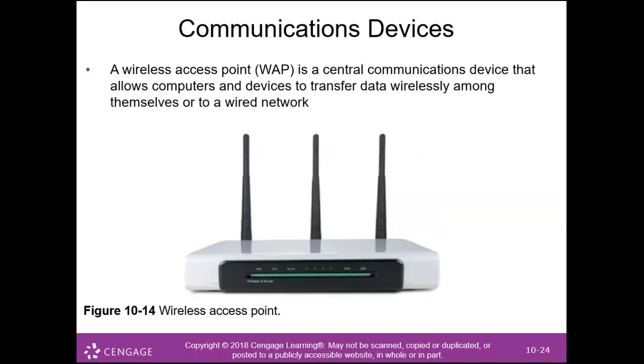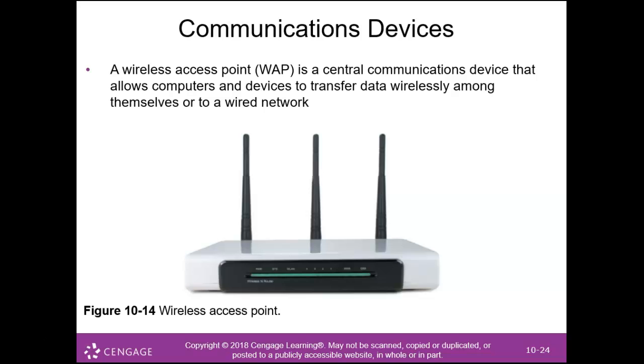So a WAP, a wireless access point, is more generally just known as an access point, but formally as a wireless access point. This is a networking hardware device that allows other Wi-Fi devices to connect to a wired network. So it is centrally located and transfers data wirelessly using the Wi-Fi standard.